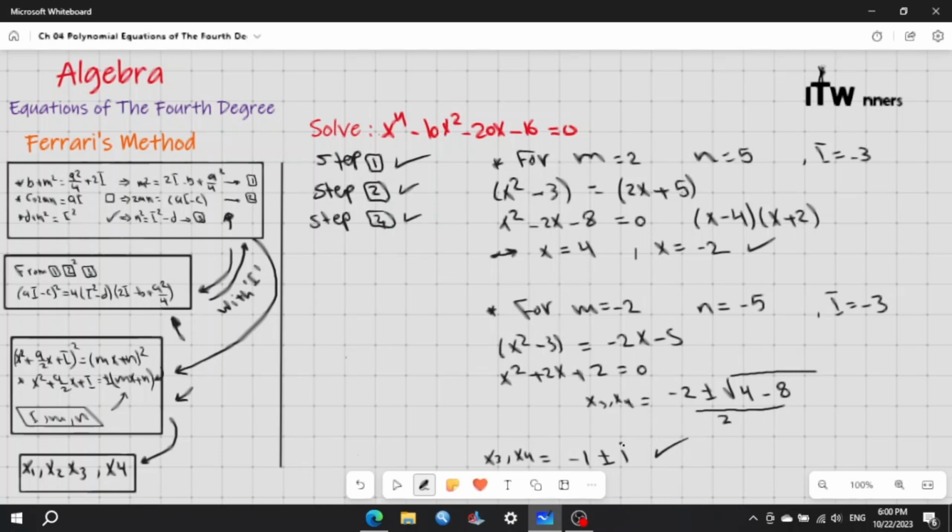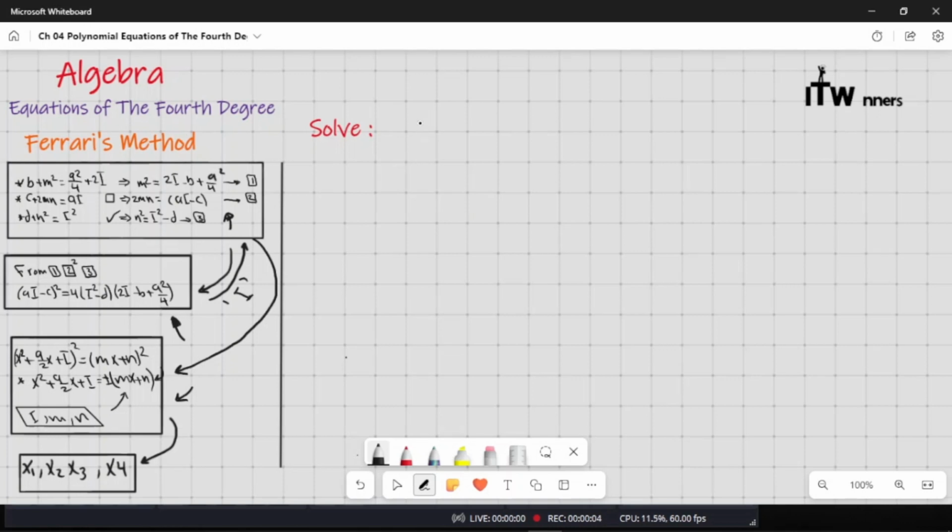And there are 4 roots of this equation by using Ferrari's method. For example, Ferrari's method is to solve x to the power 4 plus 4x cubed minus 6x squared plus 20x plus 8 equal to 0.